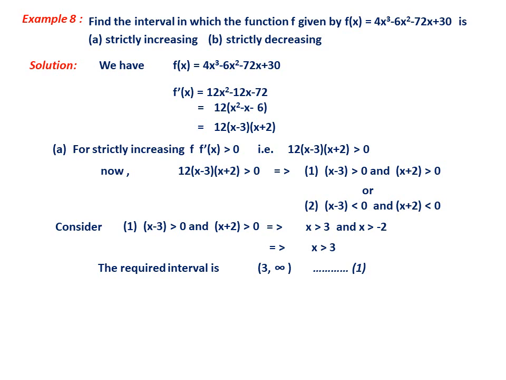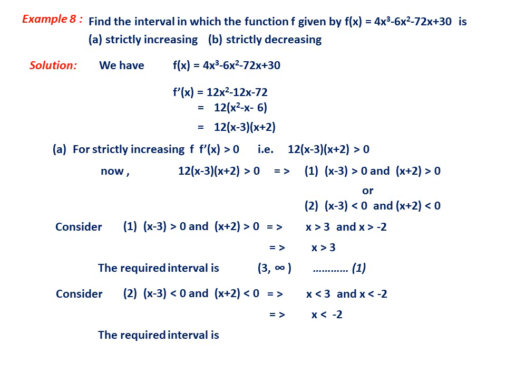One more case you have to take. Second case is x minus 3 should be negative and x plus 2 should be negative. This implies x should be less than 3 and x should be less than minus 2. What is common? So this implies x should be less than minus 2. This can be written in the interval form like this. The required interval is therefore minus infinity to minus 2.